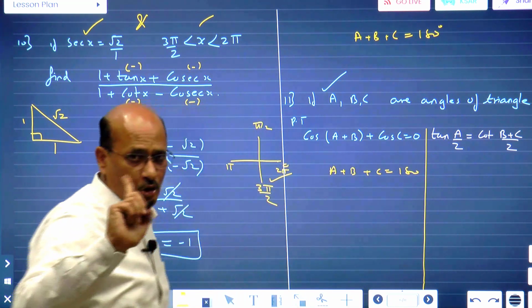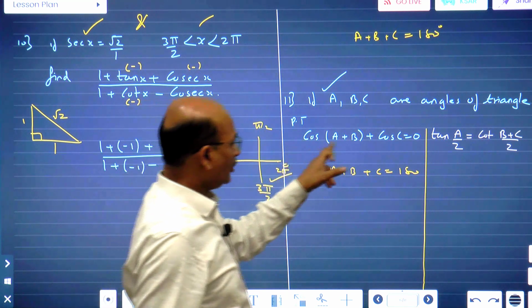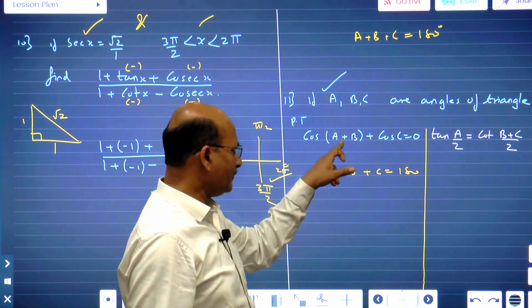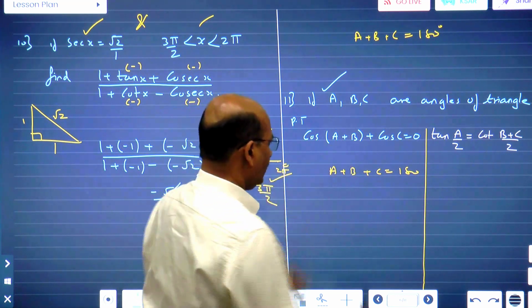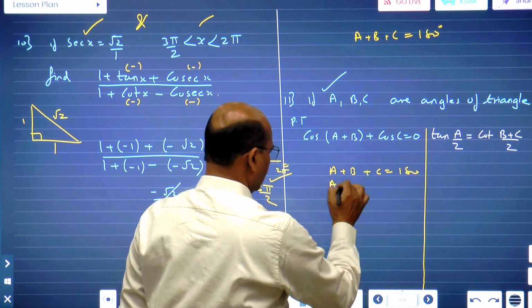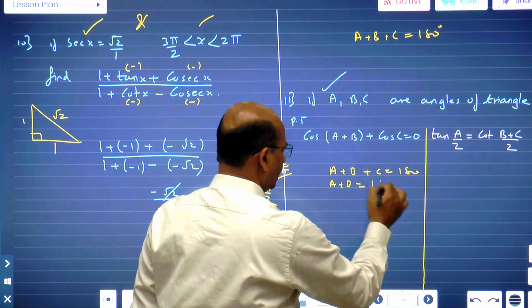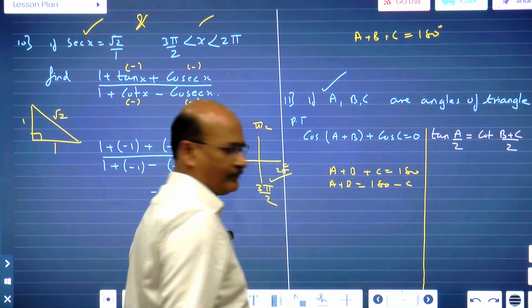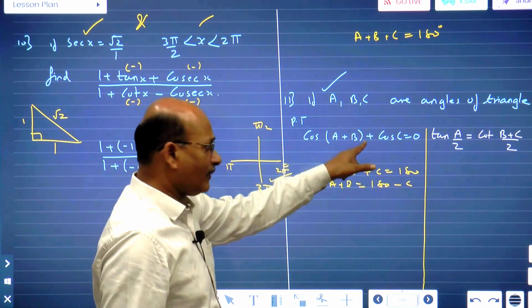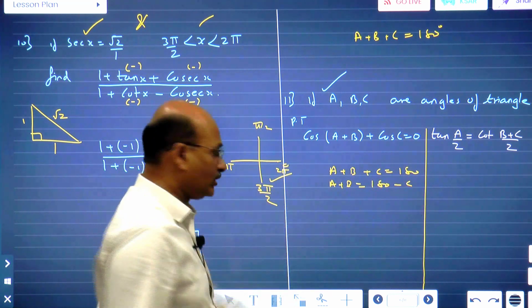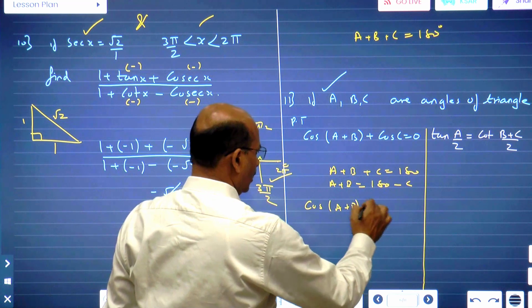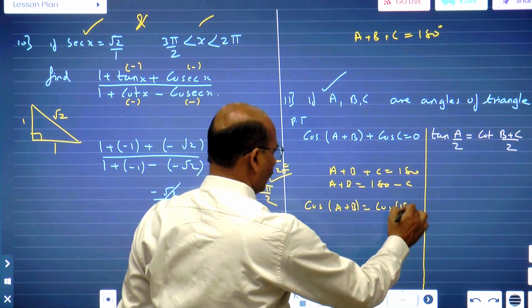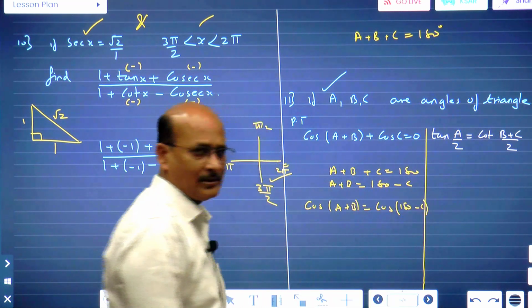Now hold on, don't think anything. Now look at this here. A plus B is there and C is there. The angle is A plus B, so I will take this C this side. A plus B is 180 minus C. But I want cos of A plus B, so take cos on both the sides. So cos of A plus B is equal to cos of 180 minus C. Agree?